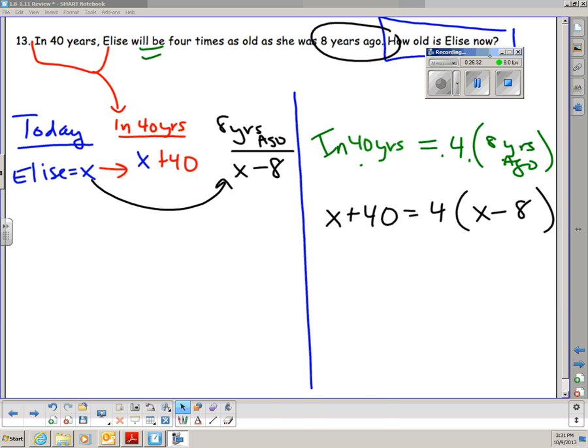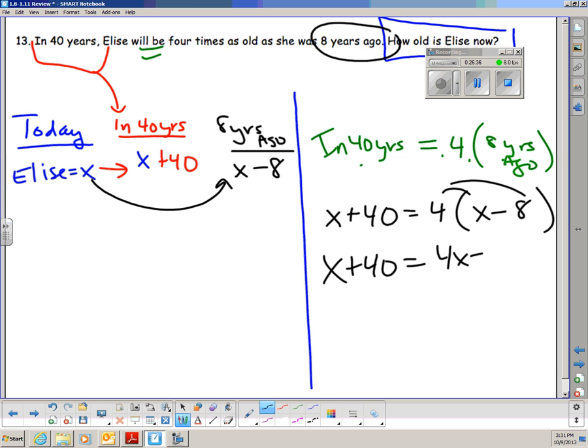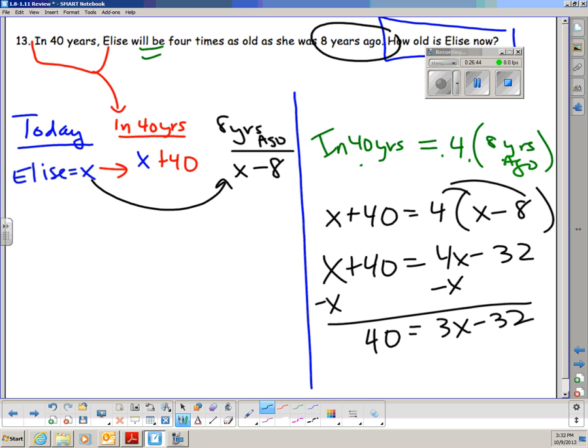And now we solve. So X plus 40 equals 4X minus 32. Subtract X on both sides. 40 equals 3X minus 32. Add 32 to both sides.